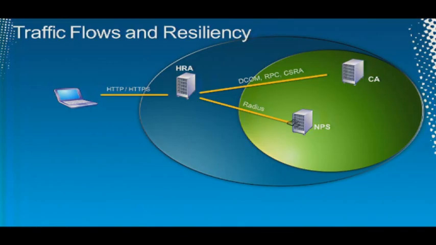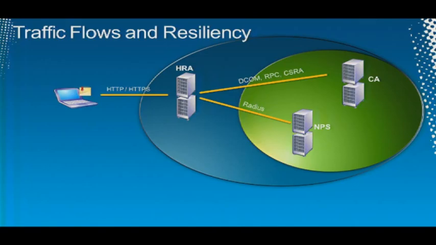The NPS evaluates the configuration and sends the statement of health response back to the HRA. If the statement of health response says healthy, the HRA then connects to the CA, gets a certificate, and passes it on to the client. The client can then use that certificate to initiate IPsec connections to servers in our secure zone. Right. So how do we make this resilient, and how do we scale this infrastructure out?